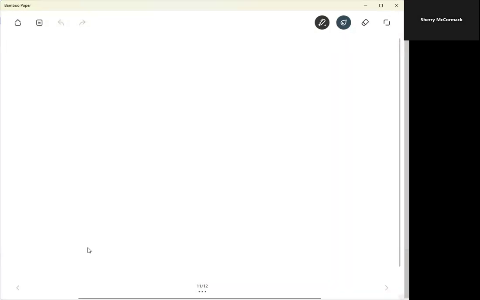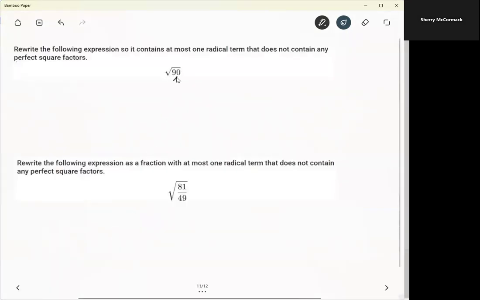All right, let's go back to our example here. 90. Well, let's try to figure out what 90 is. I always try to do the easy thing. 9 times 10. All right, 10 is 2 times 5, and 9 is 3 times 3. So the square root of 90 can be written as 3 times 3 times 2 times 5.